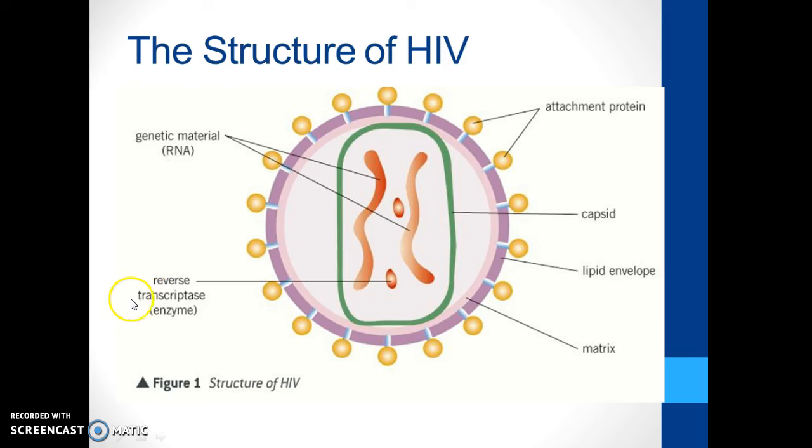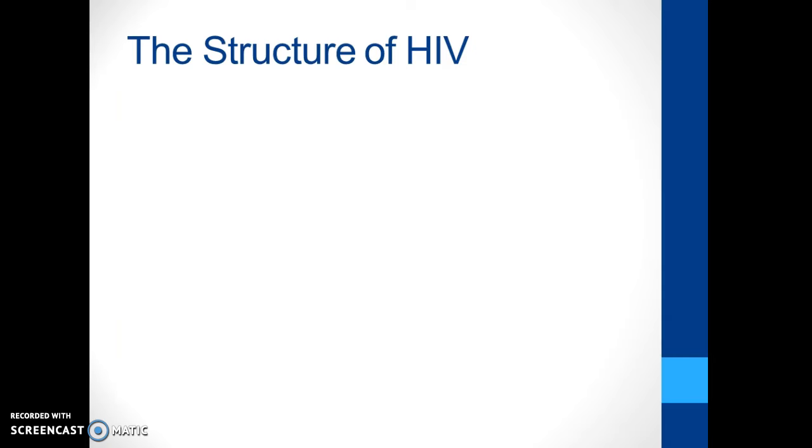Okay? Now, transcriptase is the enzyme that is responsible for turning DNA in a nucleus into RNA. And actually, reverse transcriptase does the opposite of that. So it's going to take RNA and turn it into DNA. And that's a really important key point when we look at how HIV acts as a pathogen.